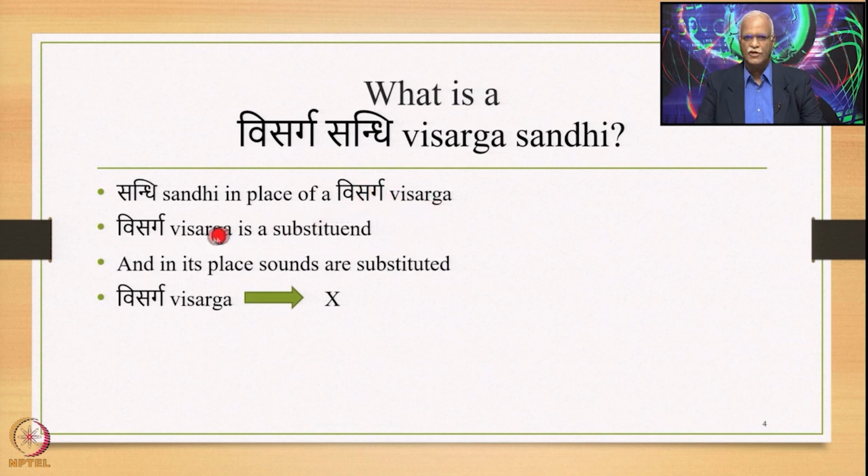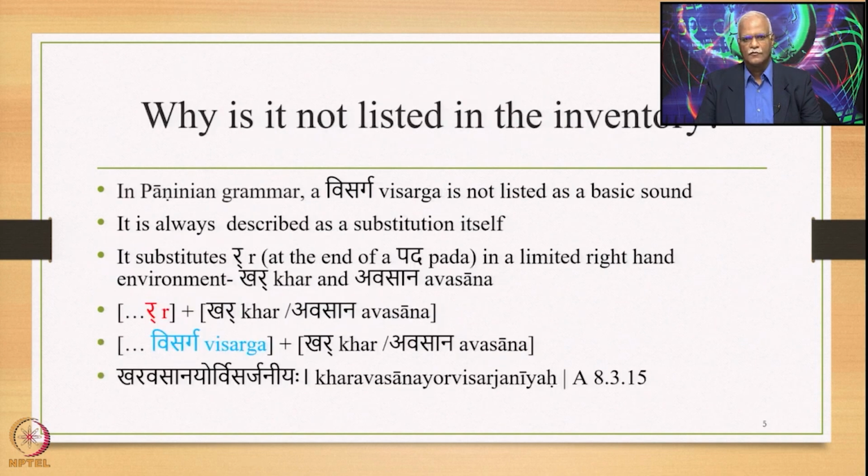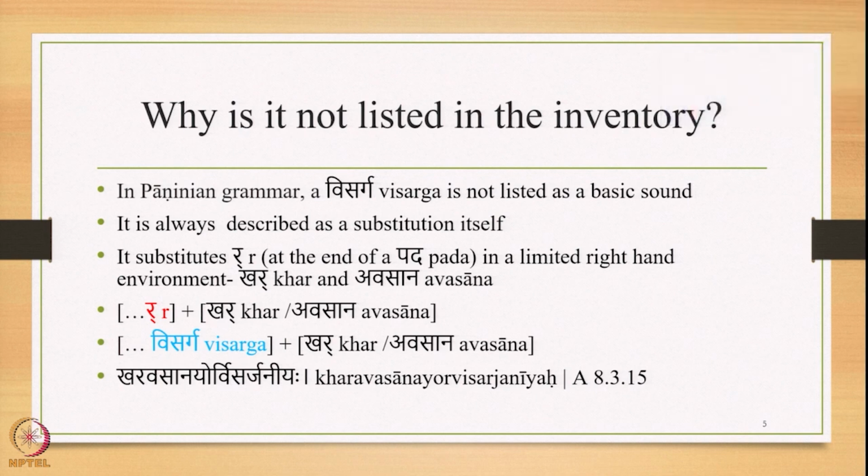So we know that visarga is a substituent or sthani, and in its place sounds are substituted. So we have visarga as an input, as a sthani, and X refers to those substitute sounds. They are the adeshas. This is called Visarga Sandhi. Let us talk about Visarga.